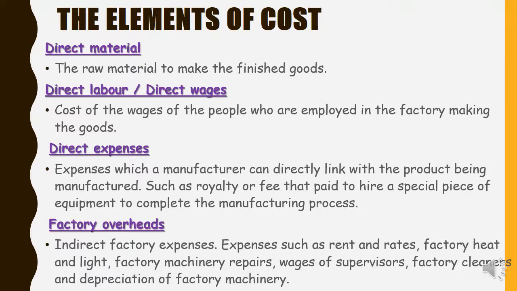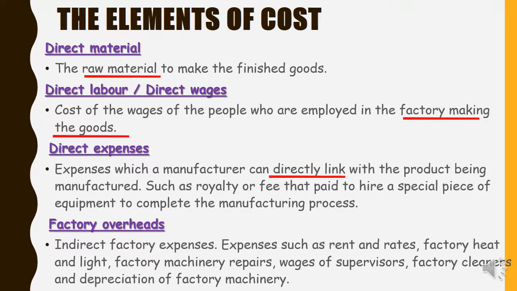Again, this is the element of the cost in detail. Direct material, the keyword for direct material is raw material, remember that. Next one is direct labor. Direct labor or direct wages is the wages we pay to the people who are making the goods. Direct expenses are the expenses directly linked to the product, such as royalty or the fee that we pay to hire a special piece of equipment. We also call that direct expenses.